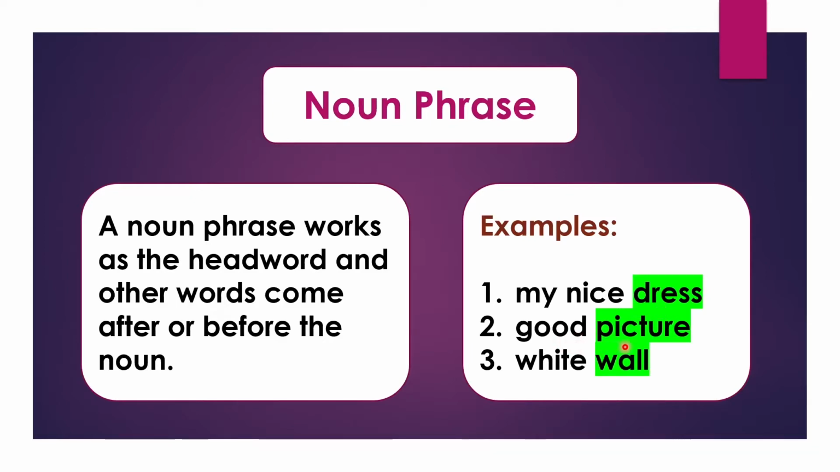Good picture. Good what? It is asking for a noun. So we are using picture. So picture is highlighted here and it is focused. So this is a noun phrase. White wall. White what? It is asking for a noun and we are using wall. So wall is the noun and wall is the main word in this phrase. That's why this is a noun phrase.